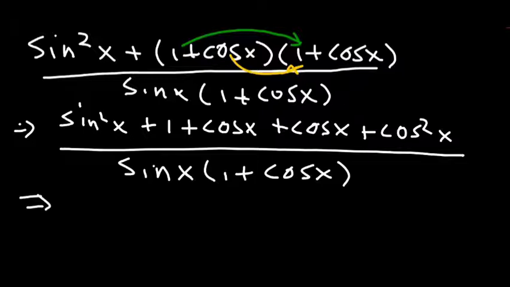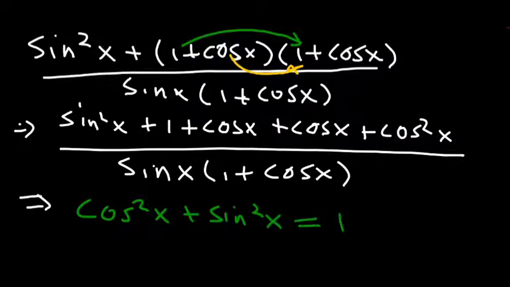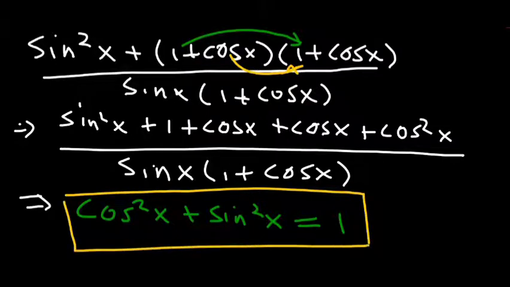And then that's why I said earlier that you need to be familiar with several identities that are in trigonometry. So I mentioned something like Pythagoras identity. So Pythagoras identity states that cos squared x plus sine squared x is equal to 1. So this is Pythagoras identity. You need to be familiar with these identities. They're very important.